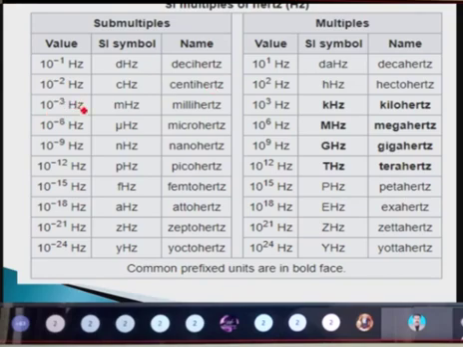Next is 10 power minus 3 hertz, that is mHz, the SI symbol. The name is millihertz. 10 power minus 6 hertz, that is μHz, microhertz. 10 power minus 9 hertz, that is nHz, a nanohertz. So like that, for submultiples and multiples, we have a set of values, a set of SI symbols, and the names over here.